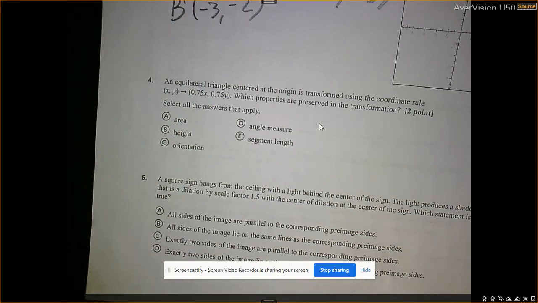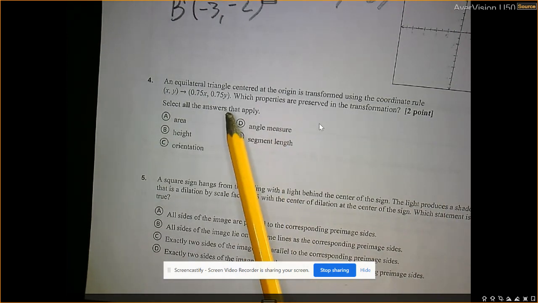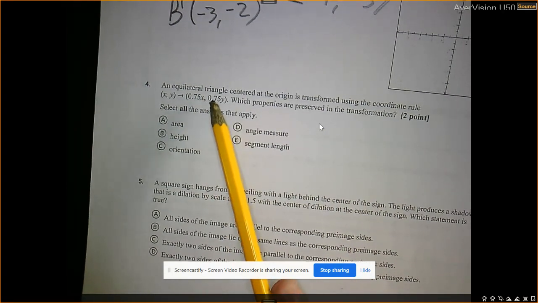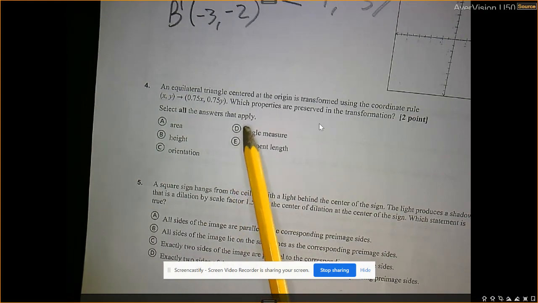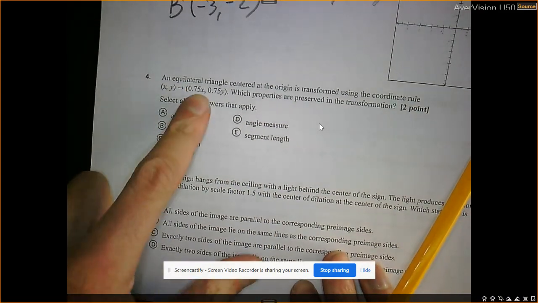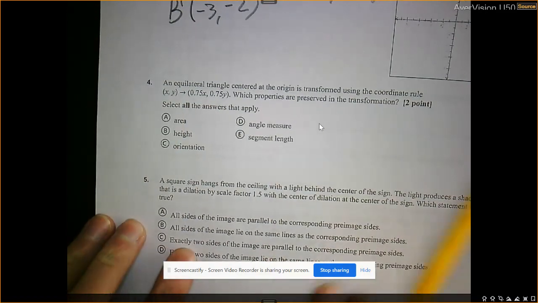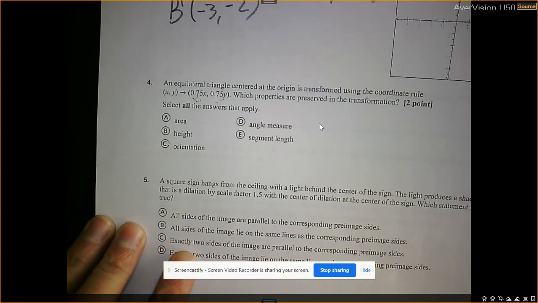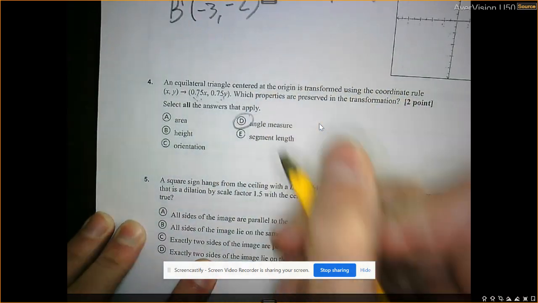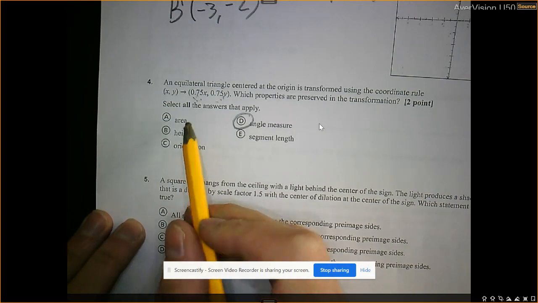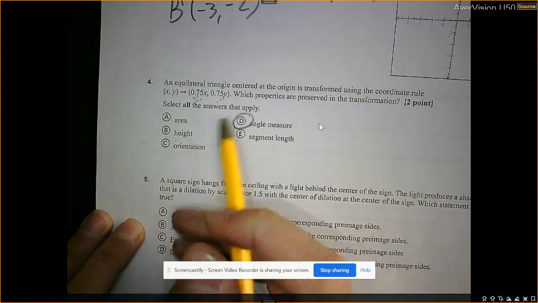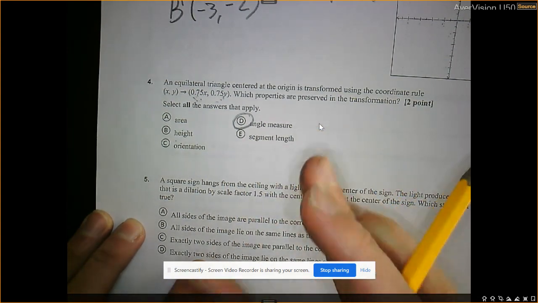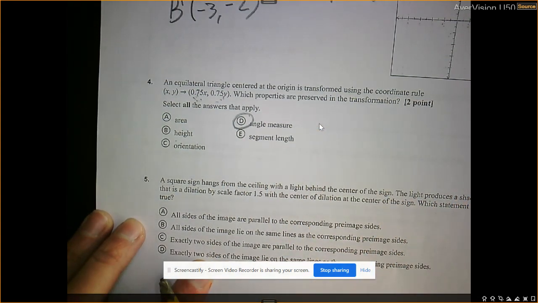Moving on down, if you have an equilateral triangle and it is transformed using the coordinate rule (0.75x, 0.75y), which properties are preserved in the transformation? First you need to recognize this is a dilation because it is being multiplied by your variables. Dilations change the height and the area because you're changing your size. And if you're changing your size, then it's also changing your side lengths or segment lengths.